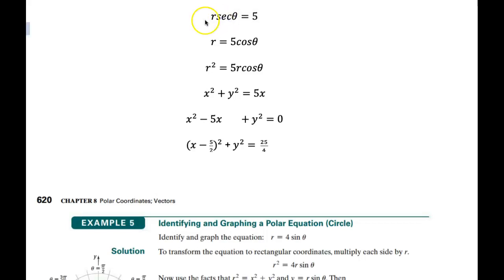And to take care of secant theta, what we're going to do is multiply both sides by the reciprocal. Well, the reciprocal of secant is cosine. So this is where we get the next step. r equals 5 times the cosine of theta. And then for our next step, we're going to multiply both sides by r.